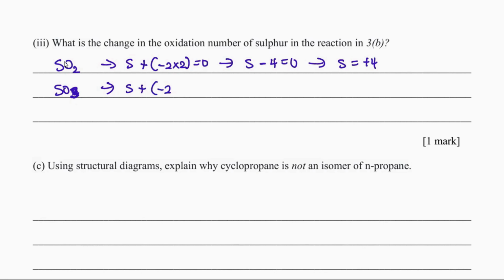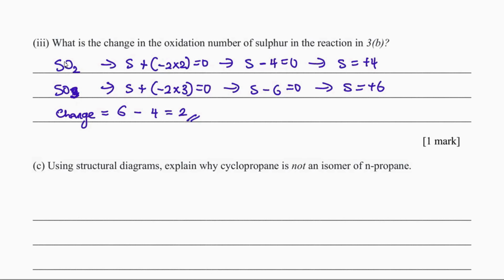But since we have 3 oxygens, -2 times 3, it equals 0. So this will give us x minus 6 equal to 0, and this will give us S equal to plus 6. So it went from plus 6 to -6. The change is the difference between two things. So the change is now going to be 6 minus 4, which is 2. So our change is going to be plus 2.